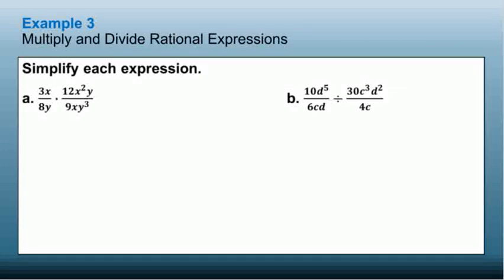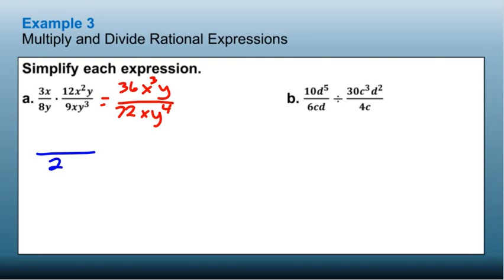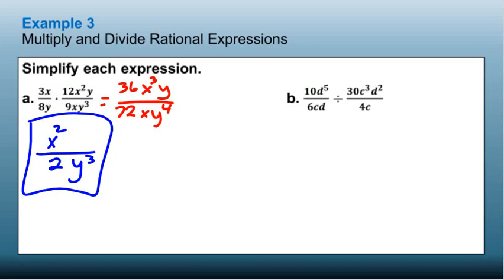Simplify each expression. Here, there are a couple of ways you can do it: multiply straight across and then simplify, or simplify first. I think right now I'll just multiply straight across, and we get 36x to the third y, and in the denominator you get 72xy to the fourth. Now we simplify. 36 divided by 72 is 1 over 2. And when we divide like bases, you subtract the exponents. So this would be x squared on top, and then I would have y cubed on the bottom. This would be my answer.